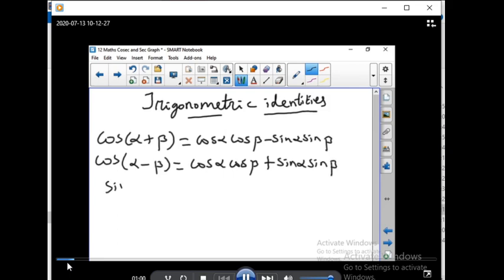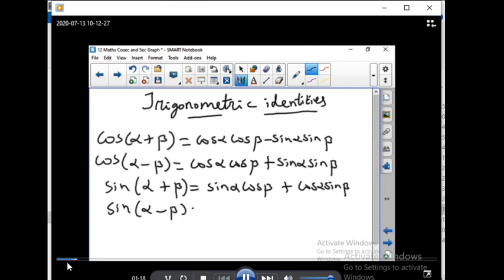Then we have sin(alpha plus beta) is equal to sin alpha cos beta plus cos alpha sin beta. sin(alpha minus beta) is equal to sin alpha cos beta minus cos alpha sin beta. So this we have already learnt in part 1. So you have to differentiate these and learn.